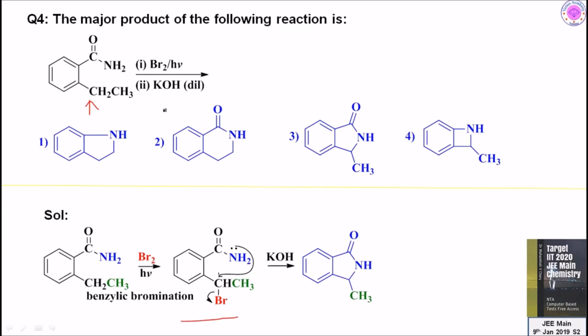Next, what are we going to do? We are going to treat with KOH. Yes friends, what is it going to do? Substitution takes place. So dilute KOH, when we use it, undergoes substitution reaction, not elimination reaction. So it undergoes substitution reaction to give this amide. What is the answer? Yes friends, this is the answer. Option number 3 is the correct option, friends. Are the remaining options going to be correct? No friends. Option number 3 is the correct option.